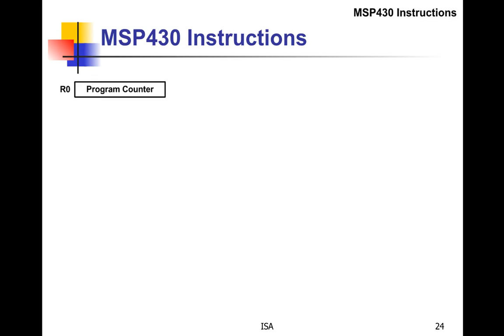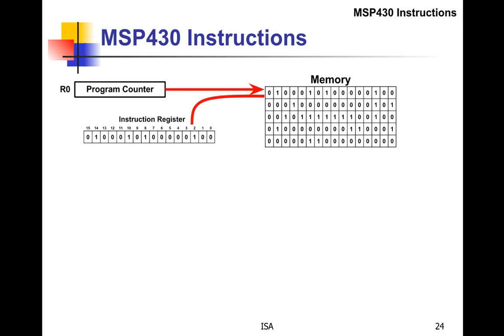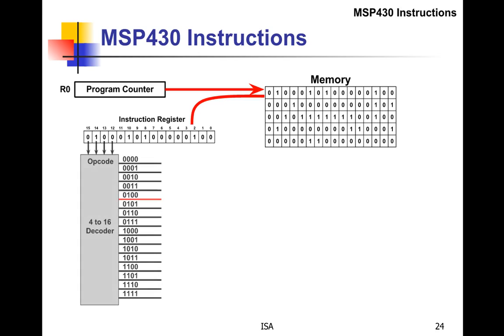So R0 is the program counter, and basically it points in memory to the next instruction that's going to be executed, and each instruction is 16 bits. That's really 2 memory locations, starting at an even number. And then what happens is when that instruction is starting to execute, it takes the number out of the memory and puts it into a register called the instruction register. That's the machine code for the instruction.